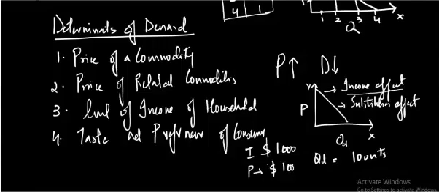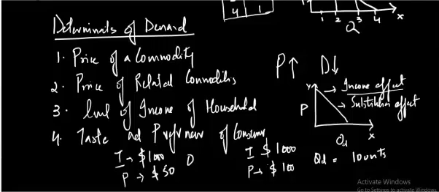Now, if my income remains the same at $1,000 and the price of a commodity falls to $50, in this case, with the same amount of income, I can purchase 20 units, which means as the price falls from 100 to 50, the quantity demanded increases from 10 units to 20 units. This is known as an income effect.